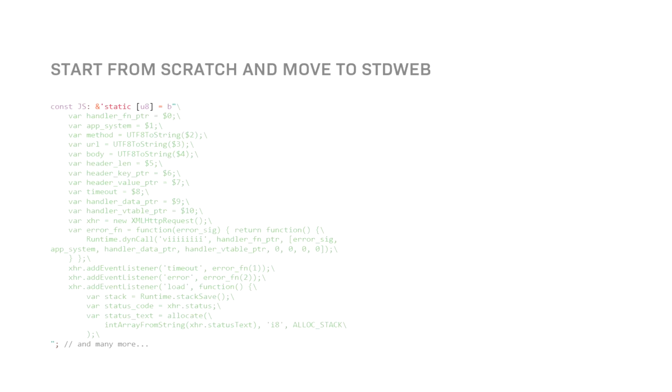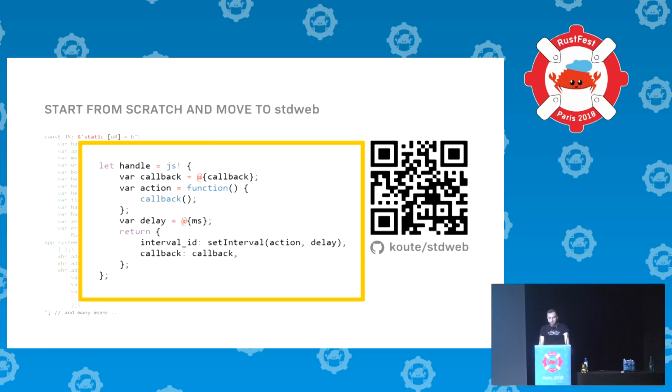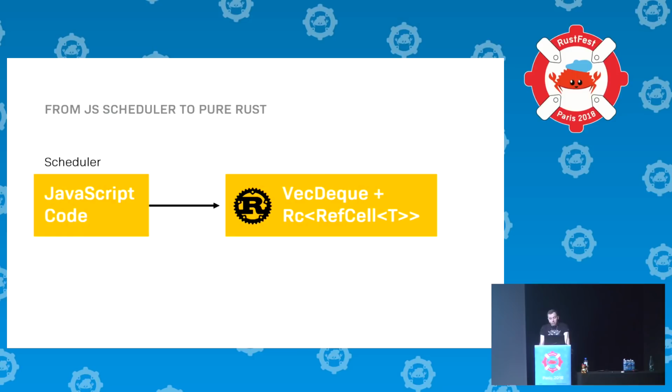It's a hard way, but there is a simpler way: to use the stdweb crate, and I replaced that raw approach with stdweb. It provides browser APIs and contains an awesome js macro, which helps you to create callbacks, writing JavaScript code inside the Rust code. The first version of the framework contained some JavaScript code, and now it was replaced with cells and reference counters, and there is no JavaScript code in the sources of the framework.